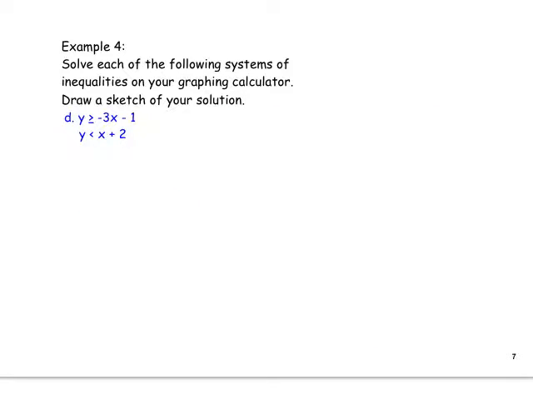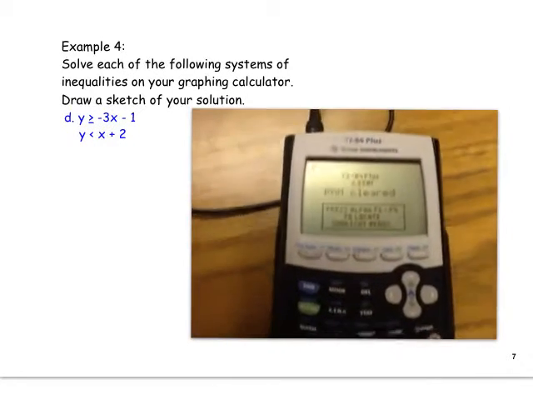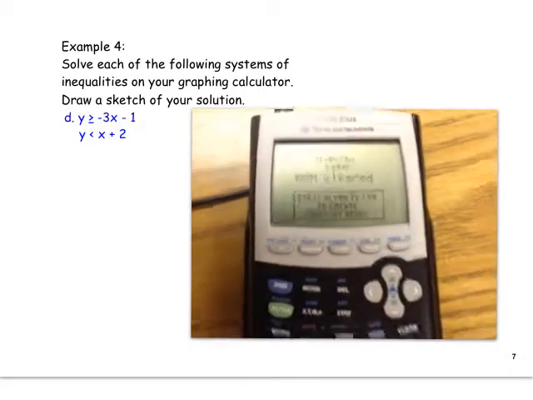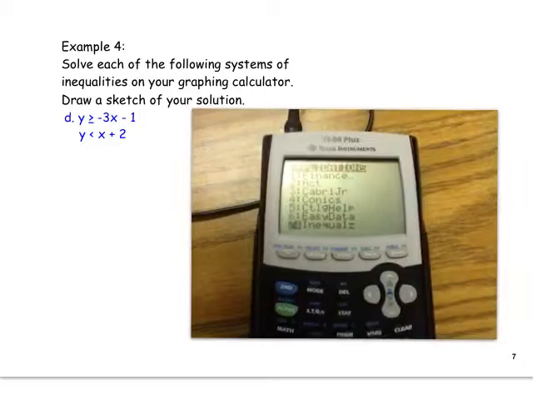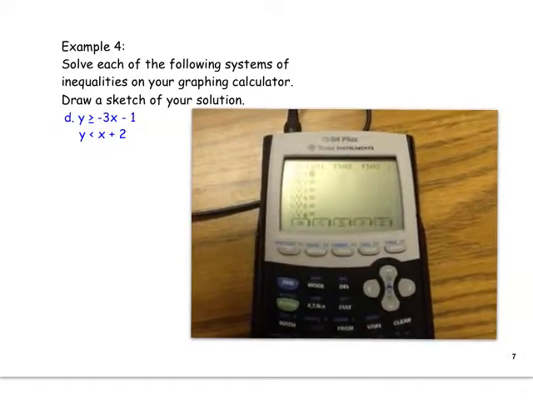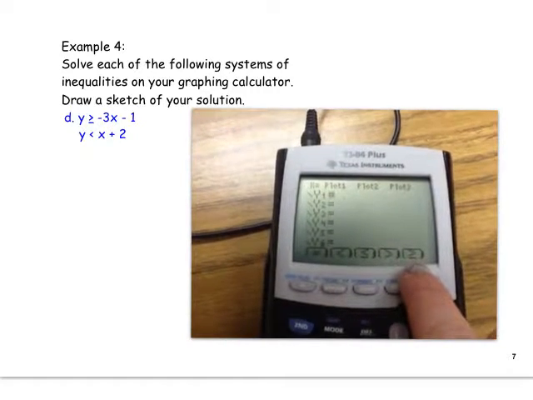Example 4D also shows two inequalities that are already in slope-intercept form, so we're ready to go straight to the graphing calculator. Again, I began by clearing the RAM, 2nd plus 712. And I'm going to push the apps button and turn on the inequals app, and then touch a button to continue. It brings me here to my y equals screen with choices of inequalities.